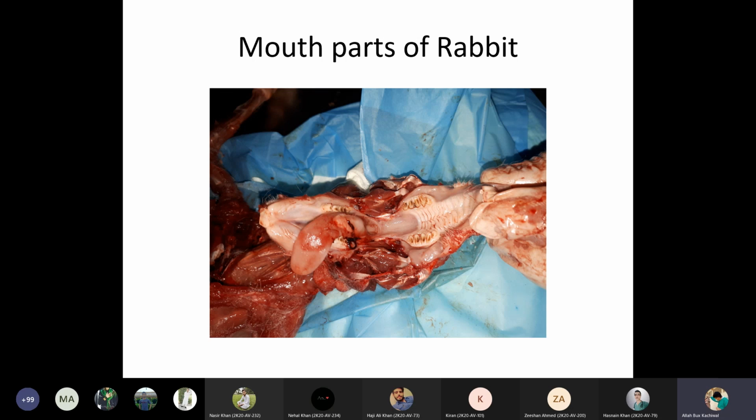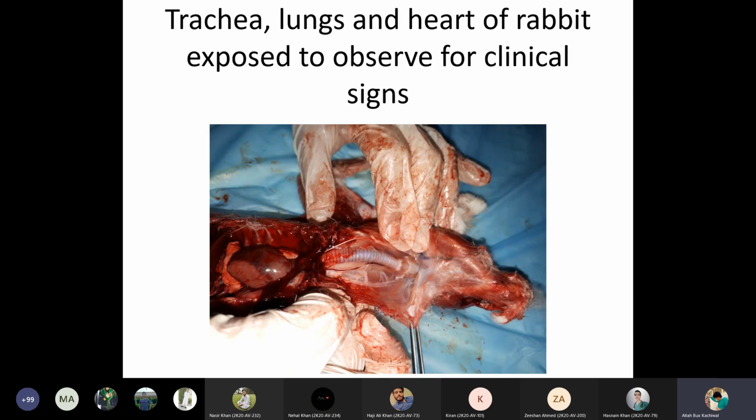If you see, this is the mouth of a rabbit. This is the tongue, this is the teeth, and then if you see into the trachea. So this is the trachea where the thymus and the thyroid glands are present in the rabbit. The trachea, lungs, heart of a rabbit is exposed over here. This is the heart, and the trachea is attached with the lungs, and the thymus gland is at the posterior end, and the thyroid gland is at the junction of the trachea and the larynx.